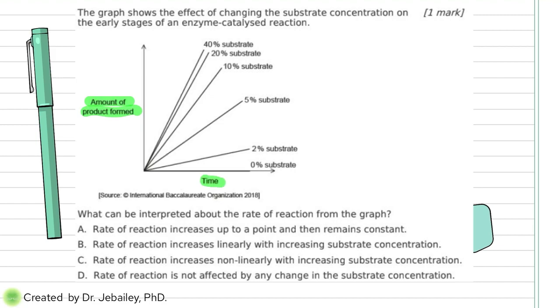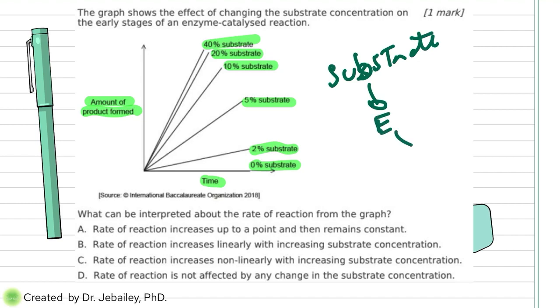And then what do we have here? The amount of substrate: 40%, 20%, 10, 5. These are the reactants. So remember that the substrate is the one that is going to enter the enzyme, and then the enzyme is going to produce the product, right? So you kind of get an idea.